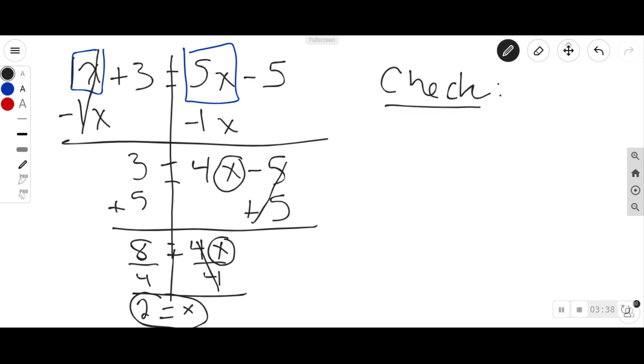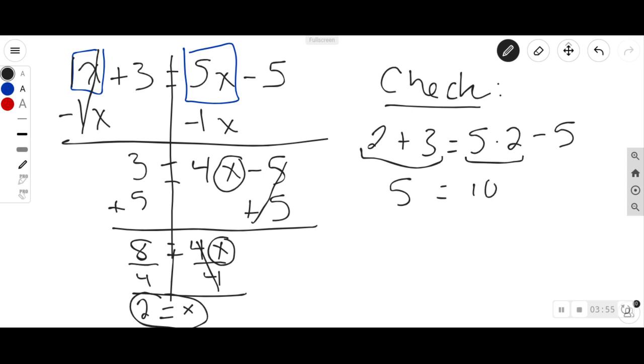Now to check it, remember we're going to plug this in to each side of the equation. I'm going to replace the x with a 2. So 2 plus 3 equals 5 times 2 minus 5. So now I'm going to do this left side, so that's a 5. I'm going to do the first part of the right side, that's a 10. Drop the minus 5. Then I'm going to do the remaining calculation. 10 minus 5 is 5. They both worked, so it checks. So 2 is not just our answer, but it's also our solution because it checks.